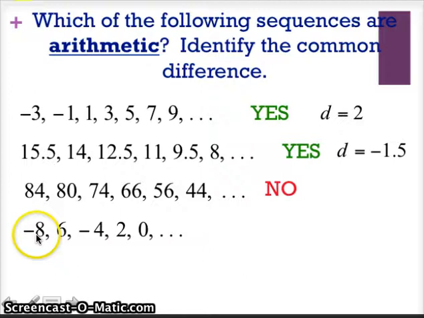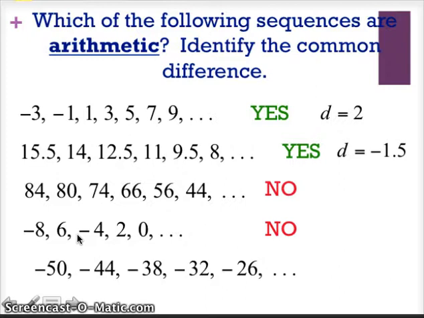How about this one? Going from -8 to +6, and then from positive back down to negative. So it looks like it's oscillating between positive and negative. First it had to add numbers, then it had to subtract numbers. So it's jumping around. So that sequence is not going to be arithmetic.